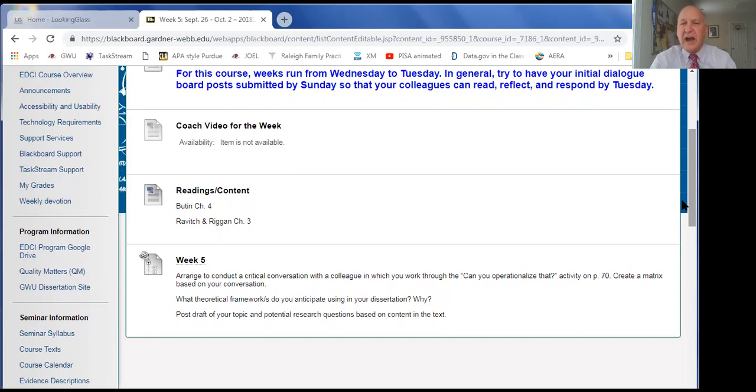Post your draft of topic and potential research questions. Continue the dialogue here in this post, please. What are you thinking about? What are your research questions? Show me a matrix. How might you be able to answer your research questions with surveys, interviews, document analysis? What is your research method?